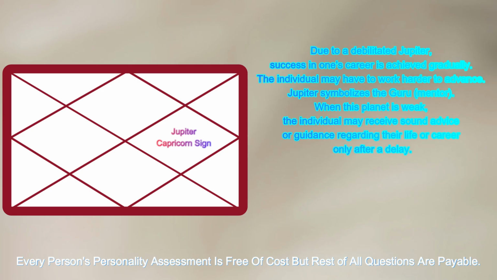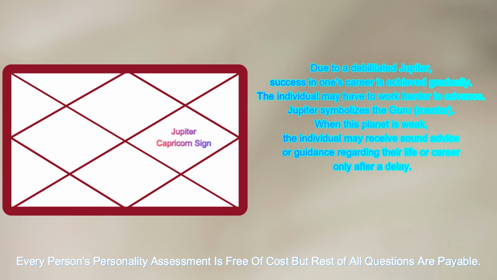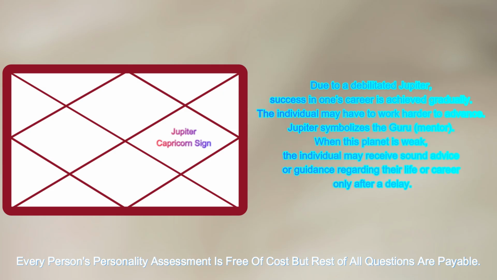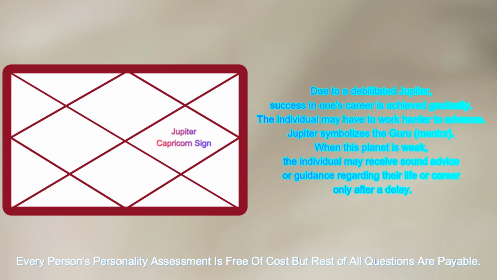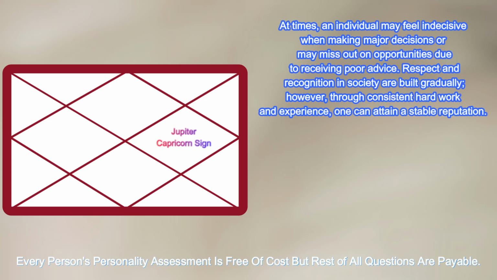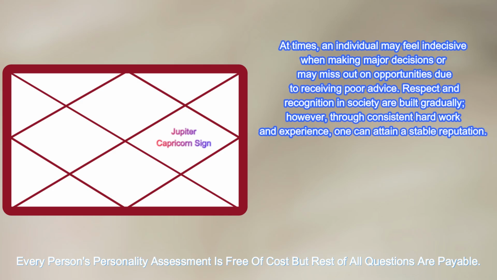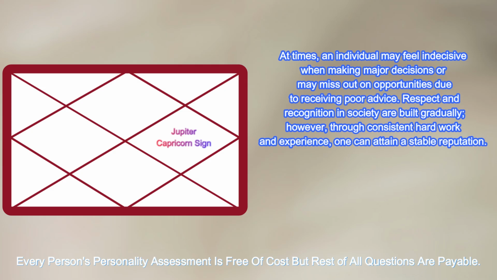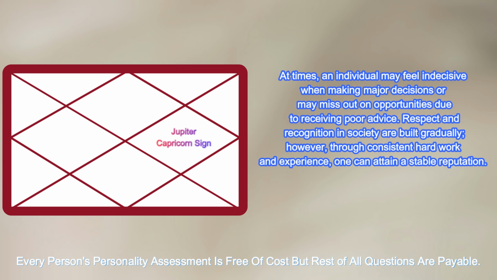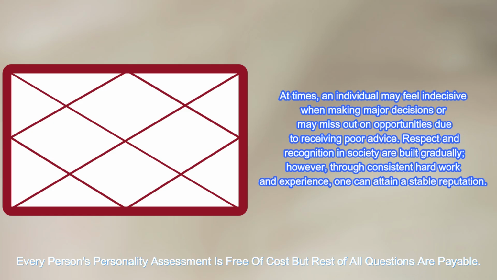Jupiter symbolizes the guru, mentor. When this planet is weak, the individual may receive sound advice or guidance regarding their life or career only after a delay. At times, an individual may feel indecisive when making major decisions or may miss out on opportunities due to receiving poor advice. Respect and recognition in society are built gradually. However, through consistent hard work and experience, one can attain a stable reputation.